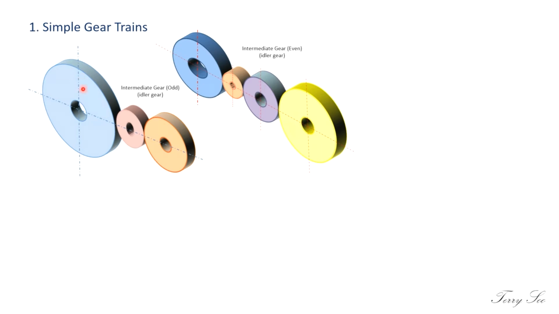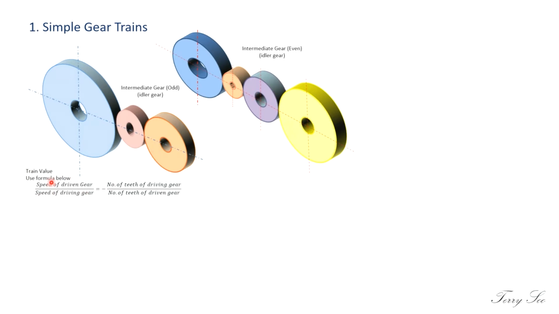So bear in mind, whether to use odd or even, we have to look into whether we want the input and the output to be in the same direction or opposite direction. If we want the input and the output to be rotating in the same direction, then we should put an odd number of intermediate gears. If we want the input and the output to be rotating in opposite direction, then we will put an even number of intermediate gears.